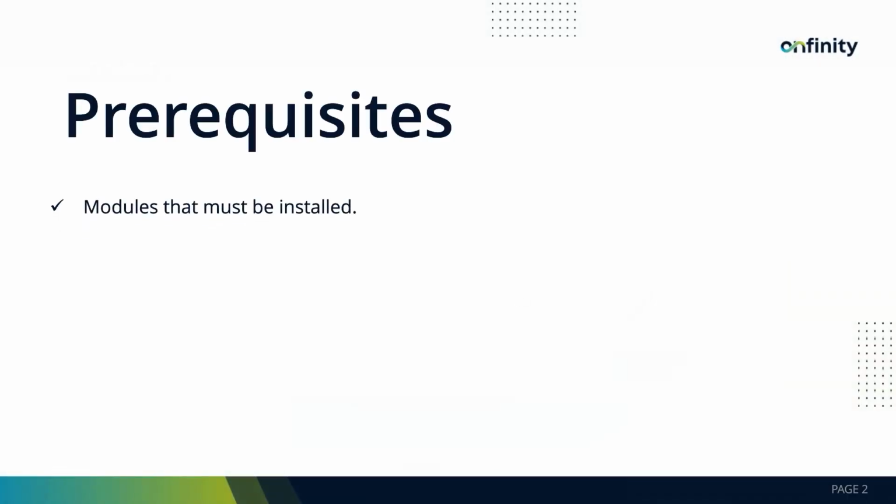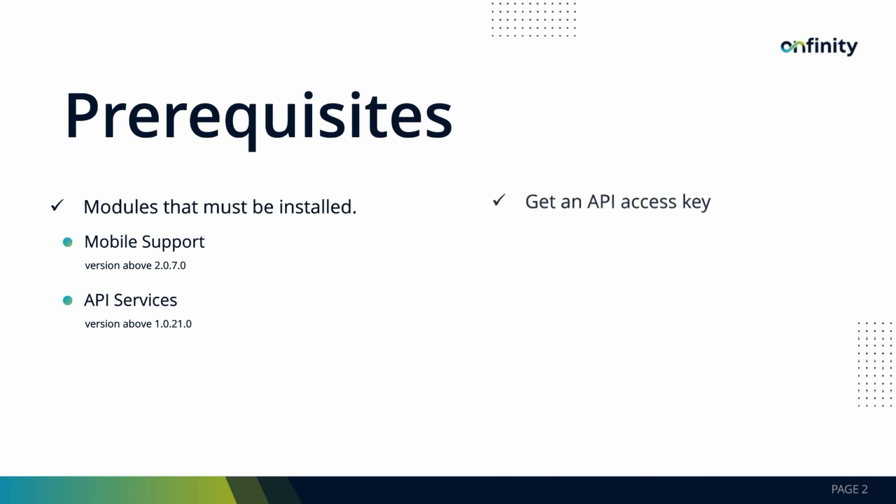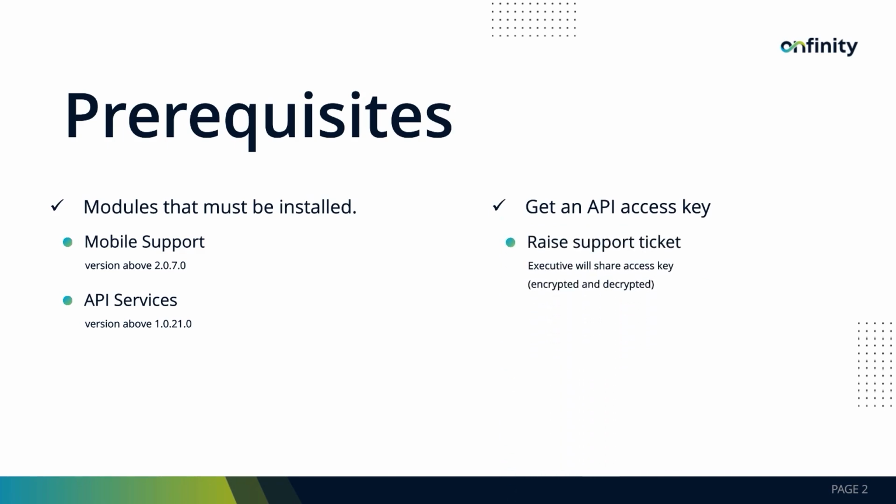Let's cover the prerequisites for using the VA mobile application. Two modules are required to be installed on our system. First, we need mobile support with a version above 2.0.7.0. Second, we need API services with a version above 1.0.2.1.0. In addition to these modules, we also need to obtain the API access key from the support team. They will provide both an encrypted and a decrypted key. We should then enter the encrypted key in the system config window under the web services URL record.